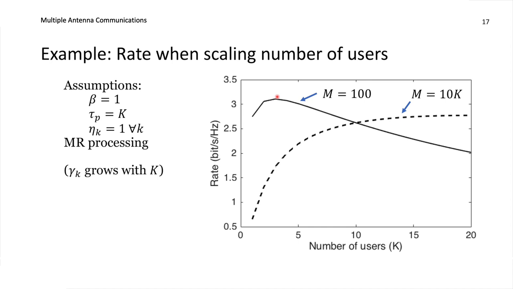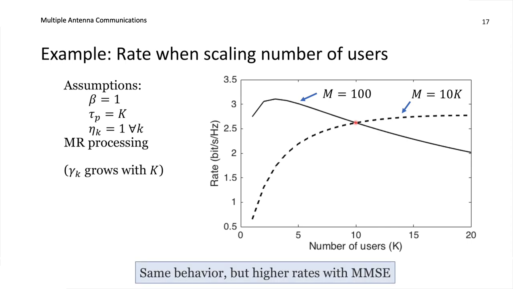Then after a while, the benefit of getting a larger gamma_k is outweighed by the fact that we get more interference between the users. Now the signal term in the capacity expression is constant because we have a constant number of antennas, but the interference term is growing in proportion to the number of users, and that is bringing down the performance per user. We can see that the two curves are crossing when we have 10 users and 100 antennas in both of these different curves. So then we are considering exactly the same setup. And if we would consider MMSE processing instead of MR processing, we would see the same type of behaviors here, but higher rates for all of the different methods.